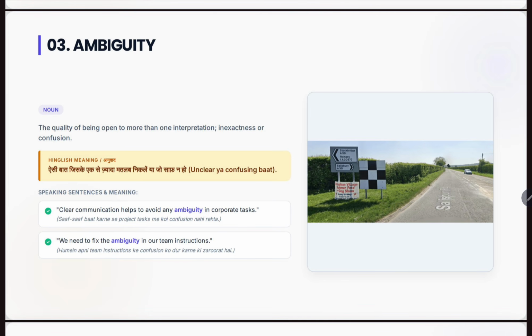Okay, so if the view is clear, definitely you will understand. Otherwise, if you are just talking, you are not explaining or giving any detail, it is very confusing, and it is called ambiguity. Okay, we need to fix the ambiguity in our team instructions.